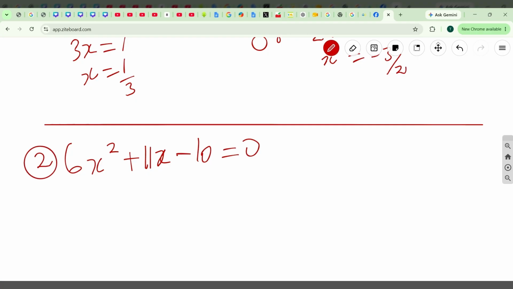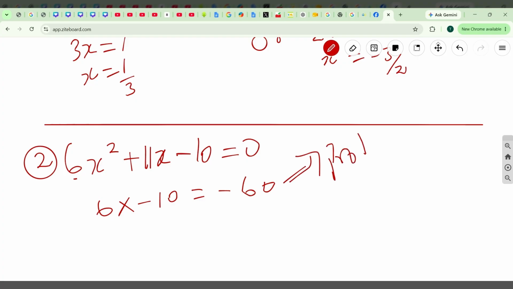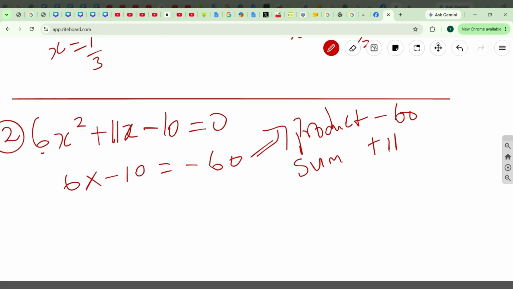Question 2. So now the first thing we need to do, we have to use 6 to multiply negative 10. So 6 multiplied by negative 10 is equal to negative 60. So we're going to look for two numbers such that their product is going to give us negative 60 and their sum is going to give us positive 11. Now let's just move to our trick again and see how we're going to do this in less than a minute.